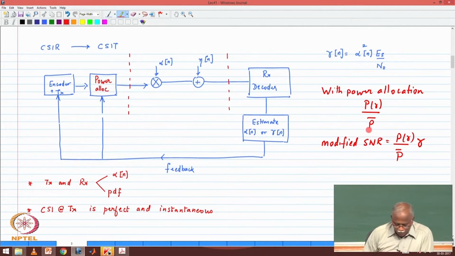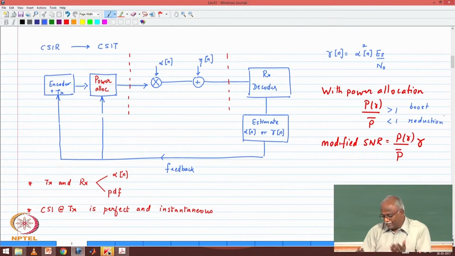Now P(gamma) over P bar, I want you to take a moment to think about that. This can be greater than 1. If it is greater than 1, you are boosting the power of that particular SNR. Of course, it can be equal to 1, in which case you are not modifying anything. Less than 1, we are doing a power reduction. So the SNR can be either boosted or reduced artificially through power allocation.